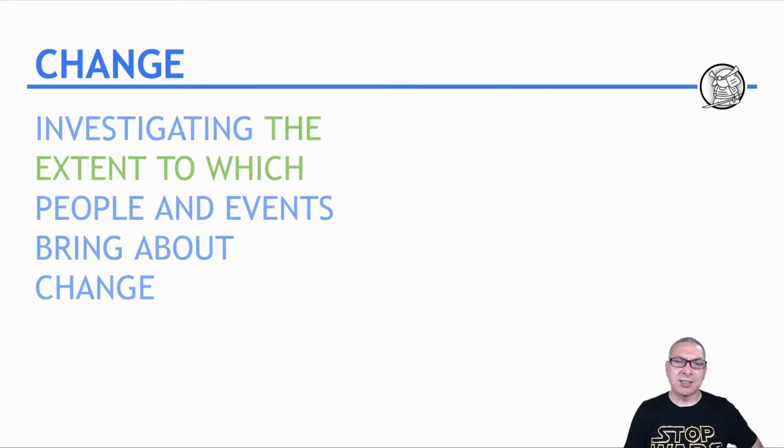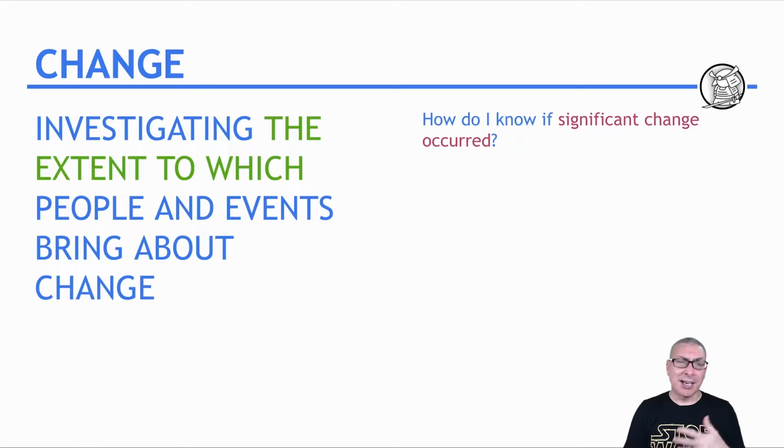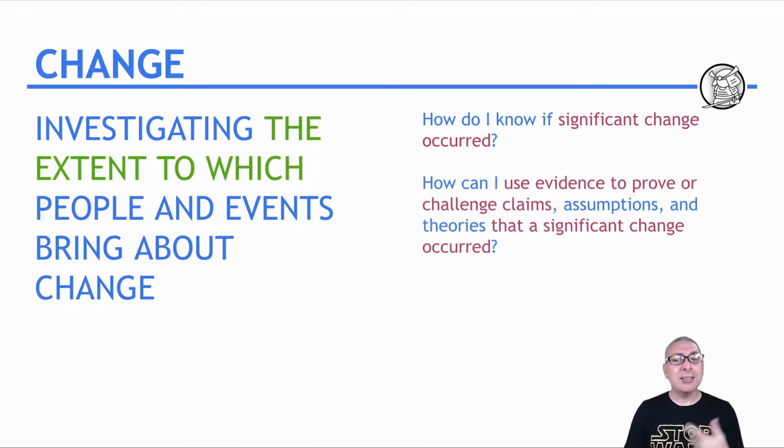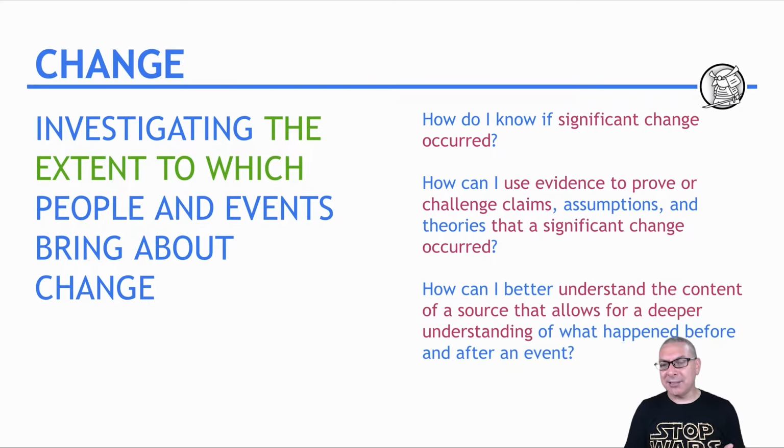So change is essentially looking at the extent to which people and events have brought about change. So you might ask questions like, how do I know if significant change has occurred? Was there really a change here? How do you use evidence to prove or challenge claims or assumptions that have been made, or theories that a significant change has happened? And how can I better understand the content of a source to allow for a deeper understanding of what happened before or after an event? Because we're looking for change, right?